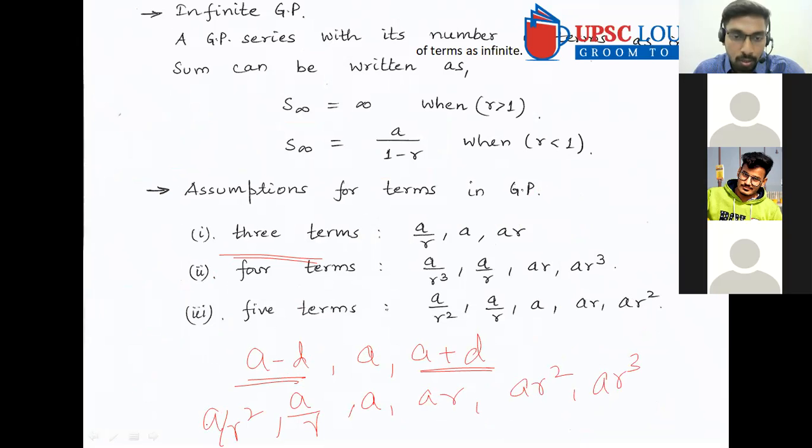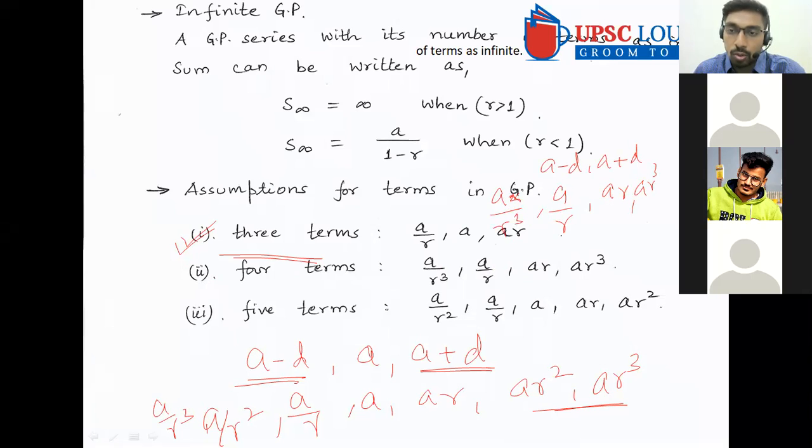So a r cube, a upon r cube. So you can easily just refer to these formulas. And in the same manner for even terms, a minus d, a plus d was there, so a r, a upon r is here. And for 4 terms, a r cube and a upon r cube.